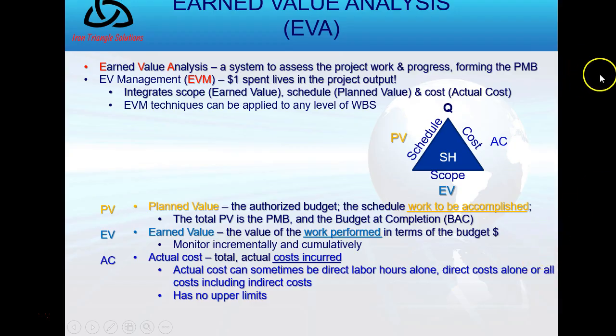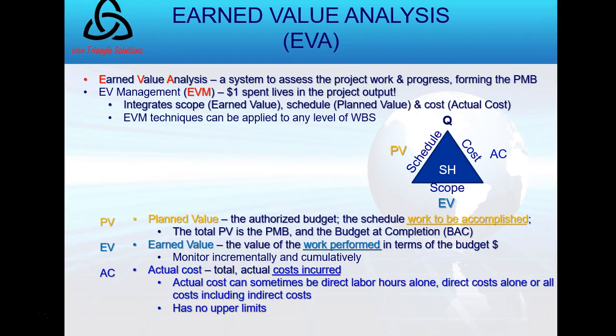Okay, and here's where it all comes together in the formulas that you'll use for both the end of chapter exam and for the certification exam if you choose to go that route. So the PMBOK guide talks about earned value analysis, EVA. This is a system to assess the project work and the progress in the project. And it forms around the PMB. Remember, the performance measurement baseline is cost, scope, and schedule, as you see in the triangle there in the picture.